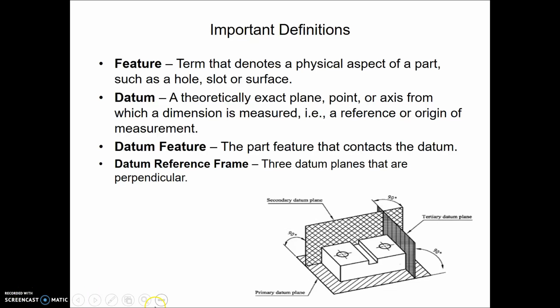Okay, back to datums. So we can use planes, points, or axes, lines, to establish datums. We use datums to basically reference from those points. In essence, those points of origin, we can reference other dimensions or tolerance standards from those datums. The datum feature would be the actual datum part itself.